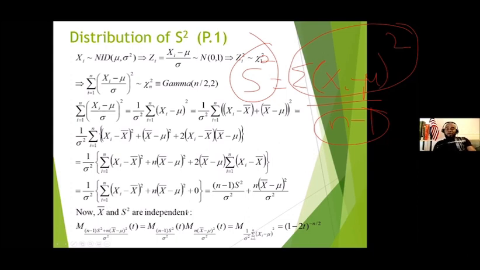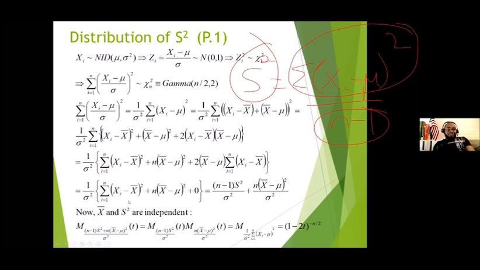Now, what is the takeaway from here? The takeaway is that S squared is part of this one and X bar is part of this one. And that indicates that X bar and S squared are independent. This proves the result in statistics that the sample mean and sample variance are independent. The theory suggests that before we can have a meaningful result, the two of them have to be independent, and this is what this equation is showing. You can see X bar is part of this one and S squared is part of this one, so that shows they are independent.